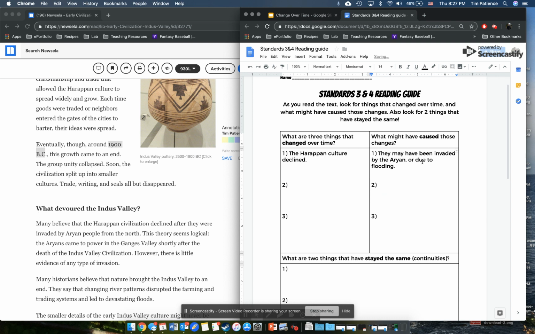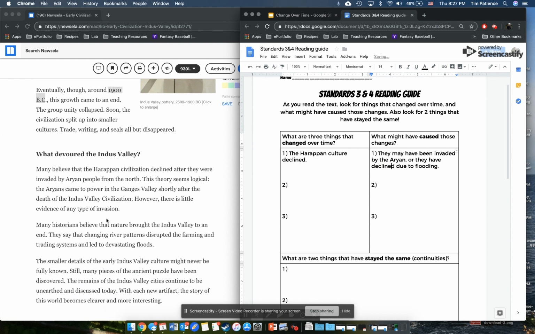And we should put this in complete sentences. So we should say, or they may have declined due to flooding. Oh, can't spell, guys. All right. And we know that from here, many historians believe that nature brought the Indus Valley to an end. They say that changing river patterns disrupted the farming and trading systems and led to devastating floods. So maybe it was flooding, maybe it was invasion by the Aryans, but either way, this change happened.